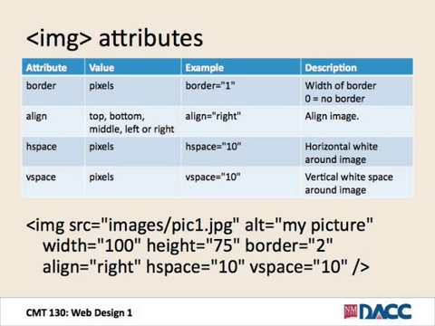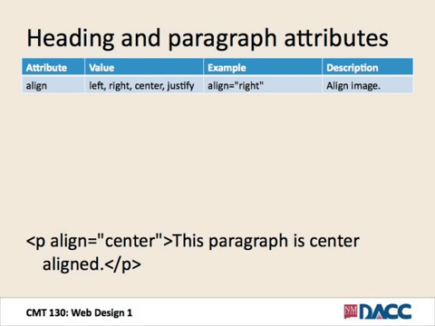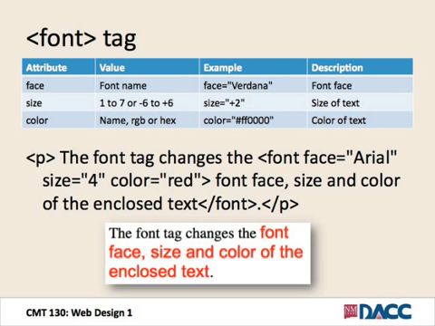Similarly, you could add attributes to the image tag to style it. You could also use the align attribute in headings and paragraphs to control the alignment of text within a paragraph or heading. Finally, the font tag was used to adjust the font face, the size, and color of text.